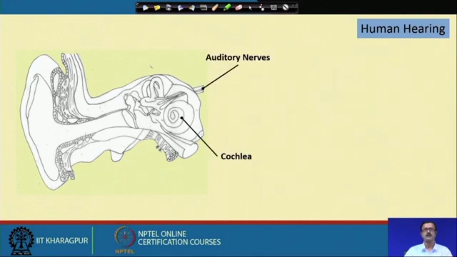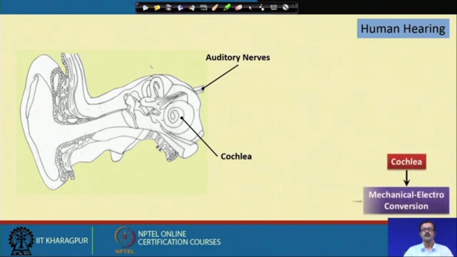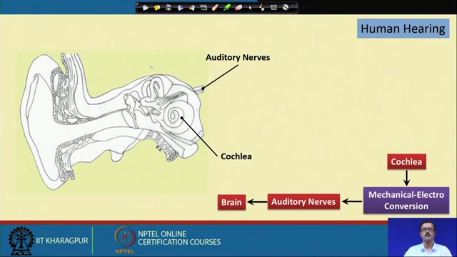behind the cochlea there are auditory nerves. So, the cochlea senses that particular vibration from the three middle ear bones, and it provides a mechanical to electrical conversion, and these electrical pulses go through the nerve and are sensed in our brain.